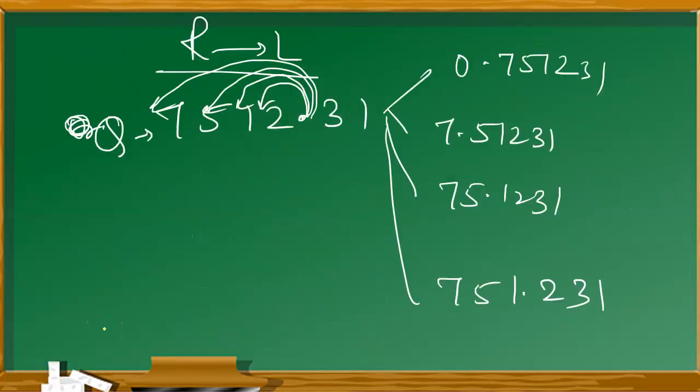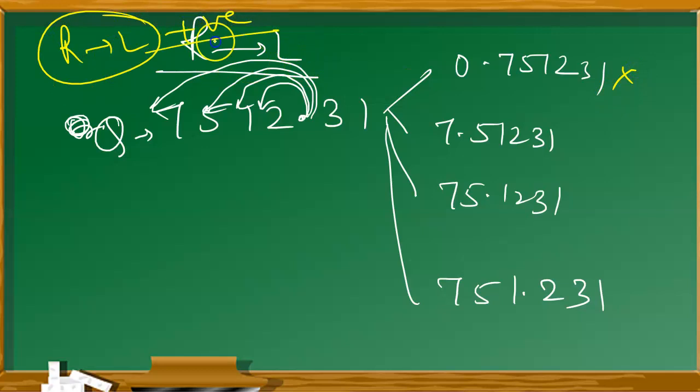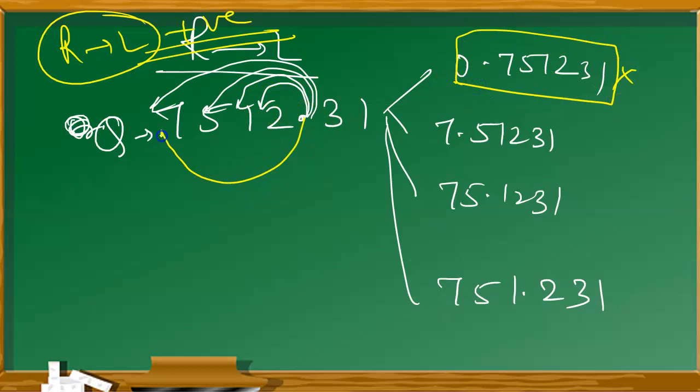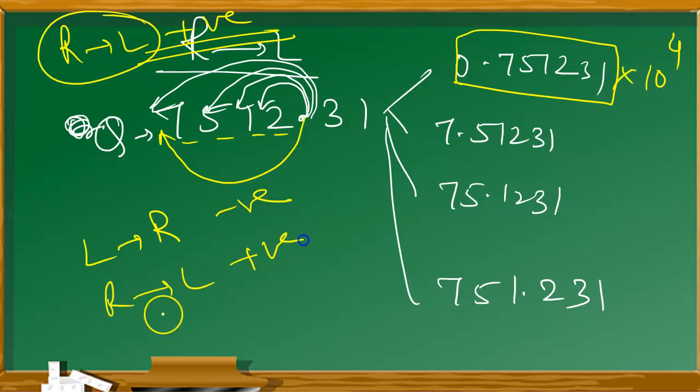The 10 power in this case will be, right to left shifting will yield a positive 10 power number. It will be a positive number. So how many decimal places have I shifted for the first case? 0.7512, how many shifted? Here to here. So 1, 2, 3, 4. So 10 to the power 4, it will be plus 4. Remember, left to right is negative shifting. Right to left is a positive shifting with the number of decimal places.